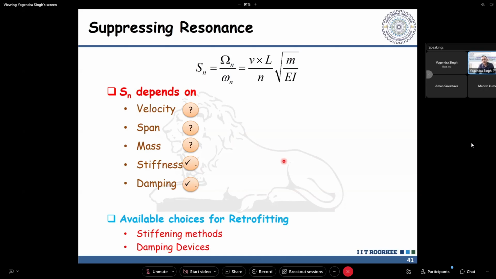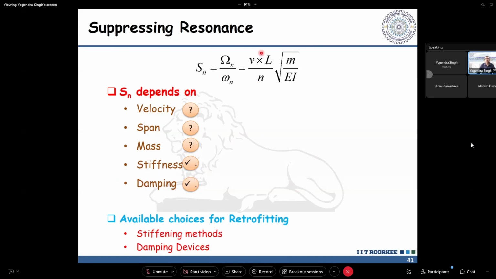Then the other important issue is that we have to suppress the resonance. We discussed that the resonance occurs when this Sn is equal to this value. And this Sn depends on the velocity, so we can see that the velocity of the train is coming here. It also depends on span, mass and stiffness. And of course, the response will depend upon damping.